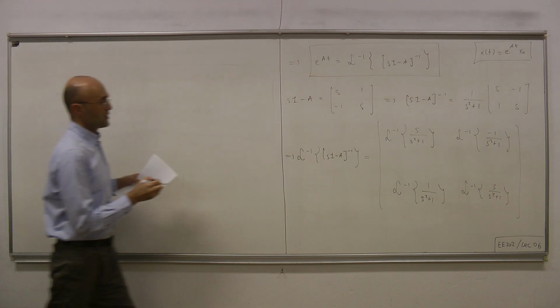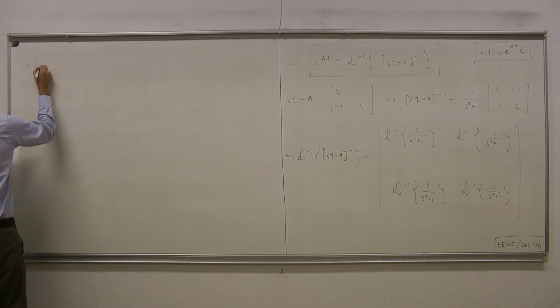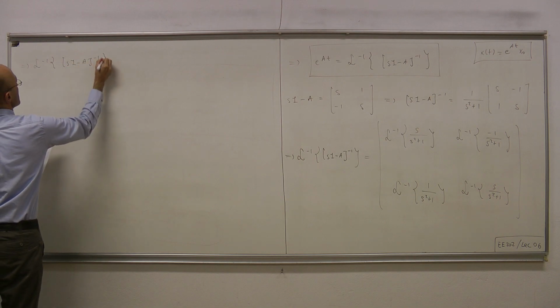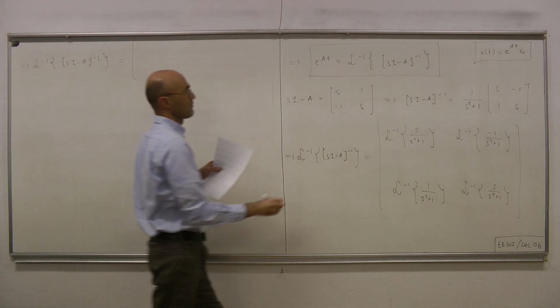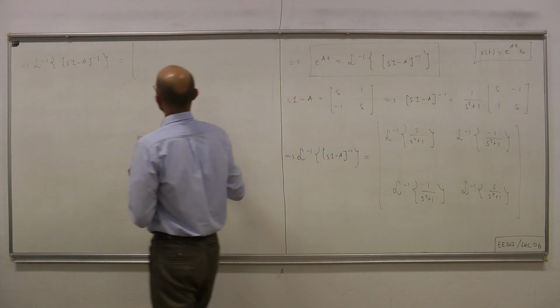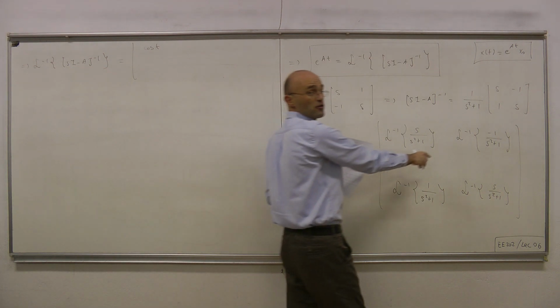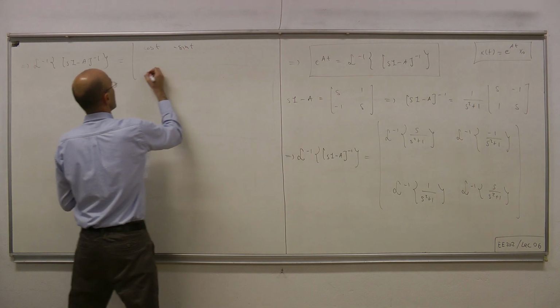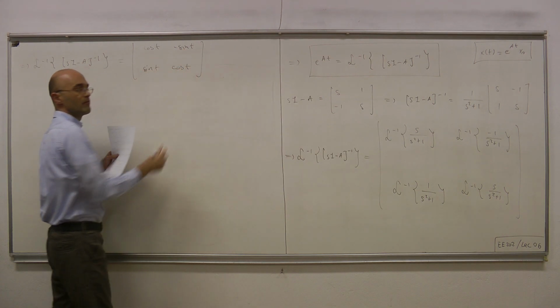So, this, therefore, equals L inverse of (sI minus A) inverse, which equals the Laplace transform of this is cosine t, Laplace transform of this is minus sine t, and so on. Cosine t.